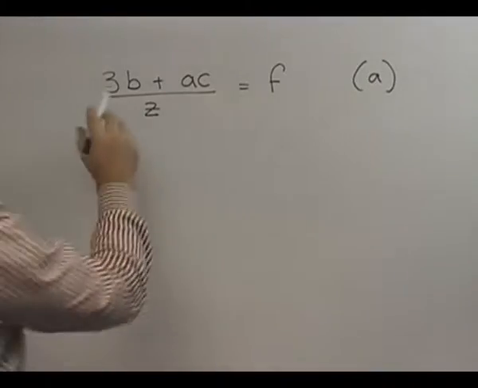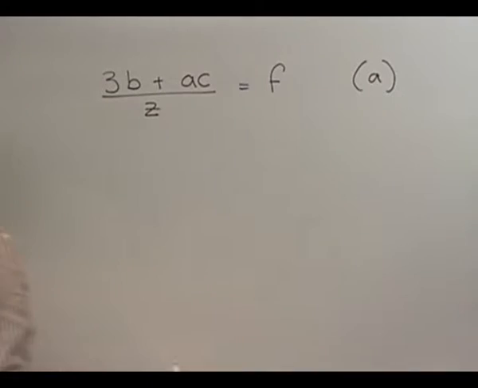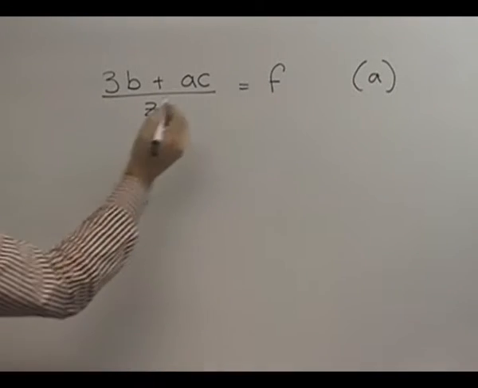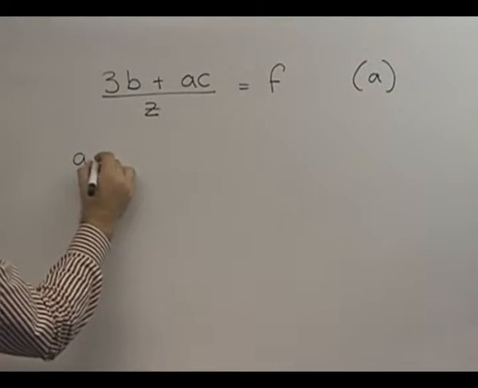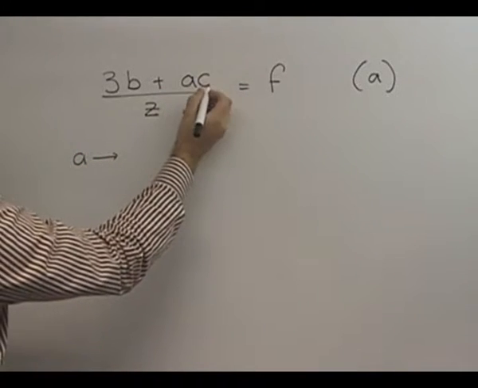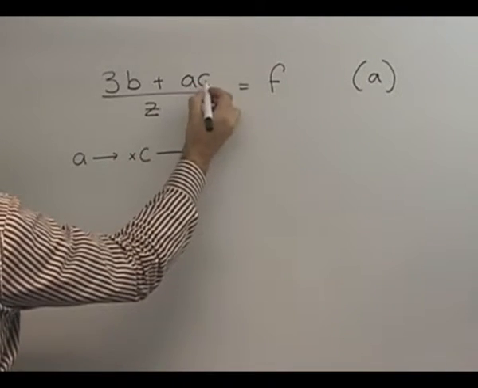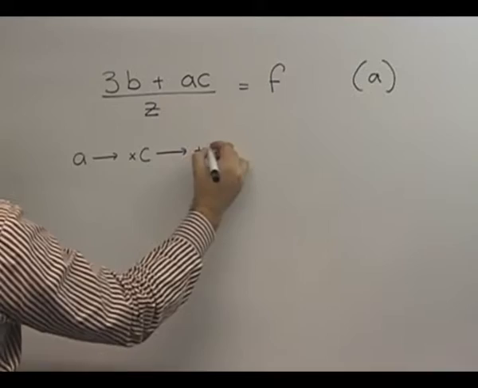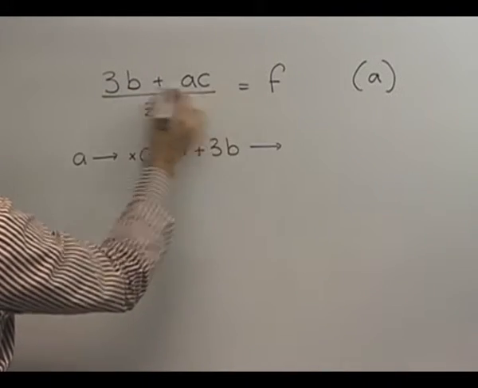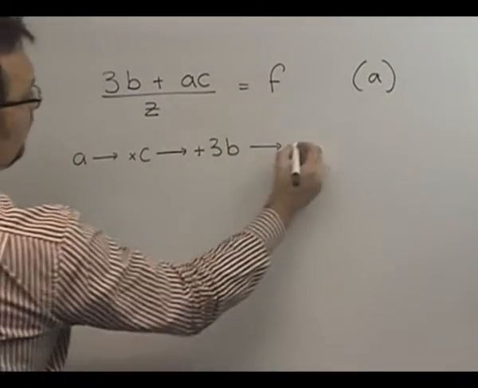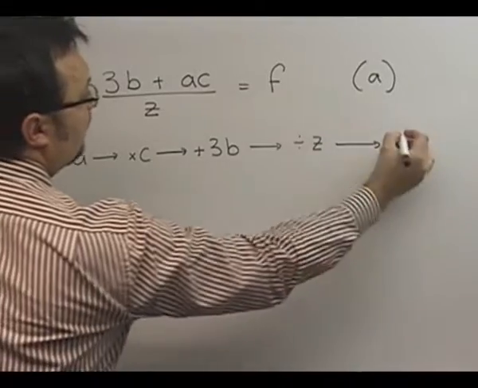In this example, we've got to rearrange this to make A the subject, so it will end up being A equals. So I'm going to use the flowchart because A is only in one place and it's positive. So I'm going to start with A. What happens to A? First of all, it's multiplied by C. Once I've multiplied by C, I then add on 3B. After I've added on 3B, I've done all of this stuff on top, so then I divide by Z and end up with F.